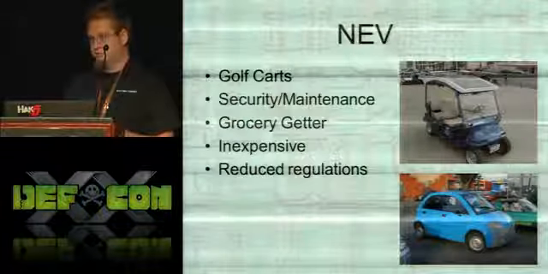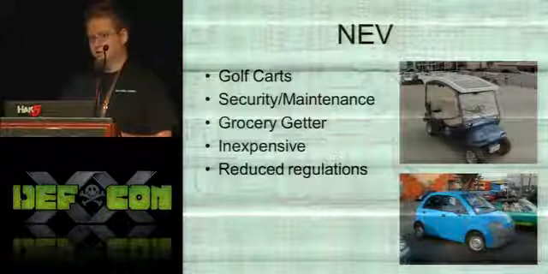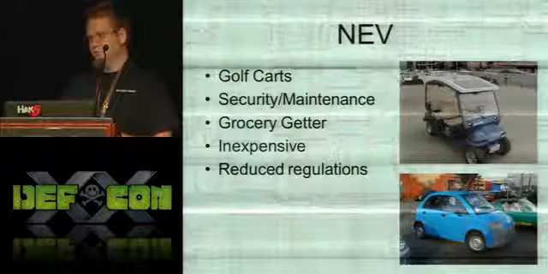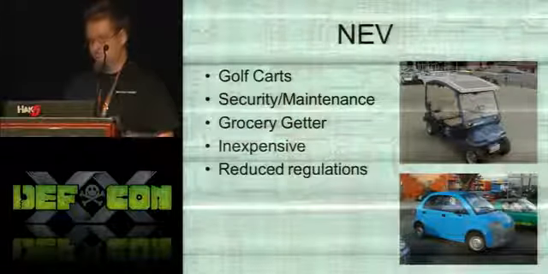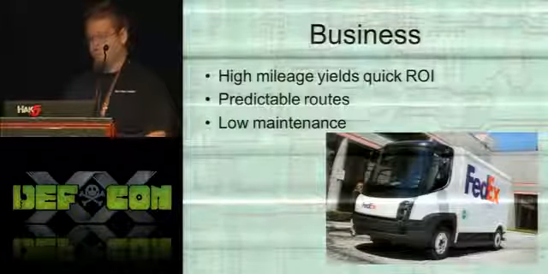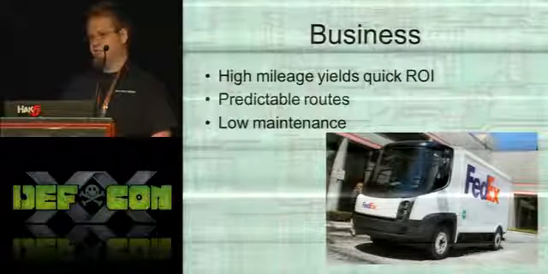People use them as grocery getters, just running errands around town. This is because a low-speed car is very cheap to build, and there's often cheaper maintenance. You sometimes don't have to do registration or safety and emissions inspections, lots of things like that, because it depends on the state, but they can be a lot cheaper to operate. Businesses like them because if you're putting a lot of miles on a vehicle, it'll pay for itself really quickly.